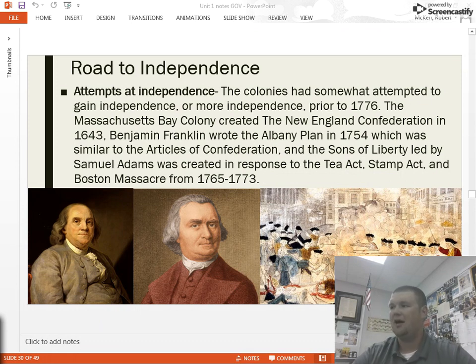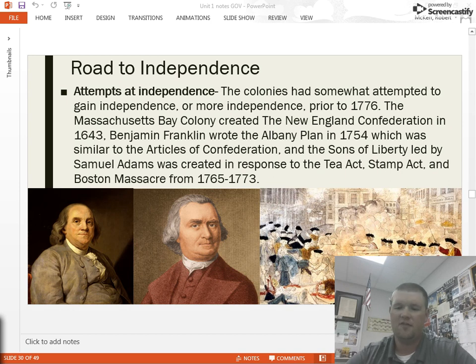The Massachusetts Bay Colony created the New England Confederation, so kind of an alliance between the different New England colonies to protect themselves against potential threats from Native Americans or the French. So that's an example that way before we even considered independence. In 1643, you had people discussing confederations like the Articles of Confederation.